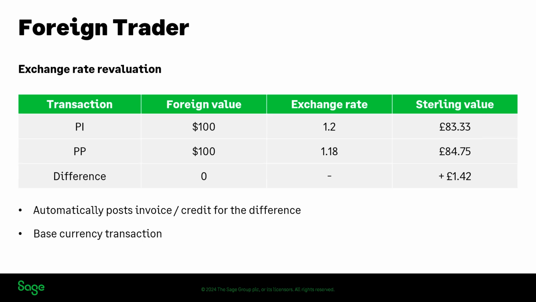Now, your software with the foreign trader module enabled is essentially going to do that for you. It will post that adjustment automatically. Now, that adjustment will be to the base currency only. That's where the adjustment's needed. So what I'm going to do is show you what that looks like in Sage. So we'll just head back to my screen.